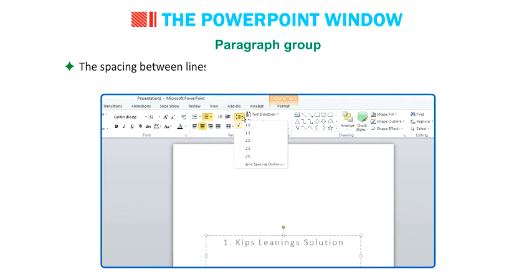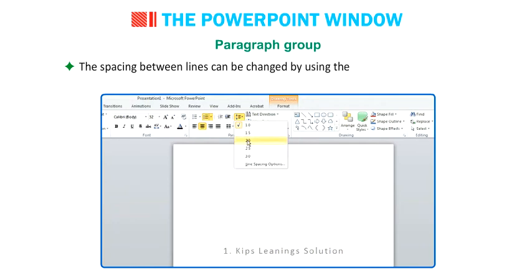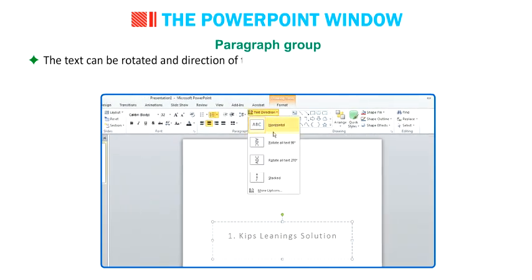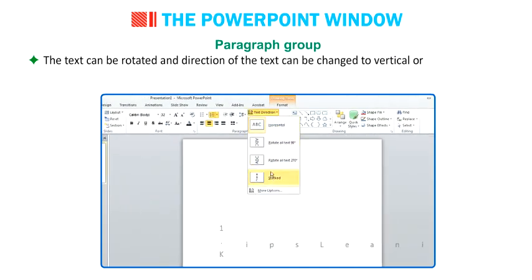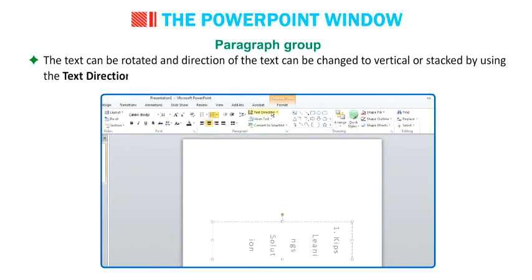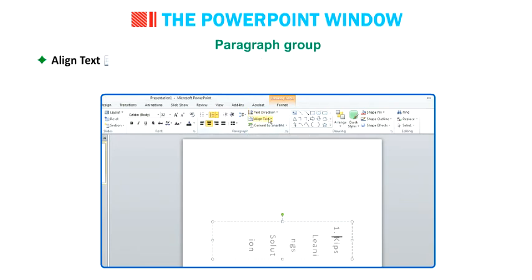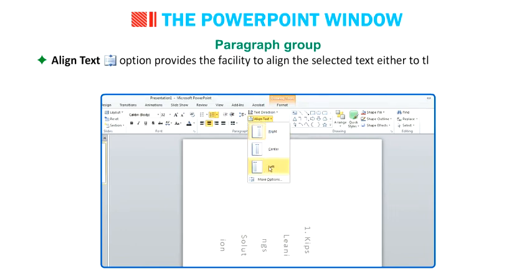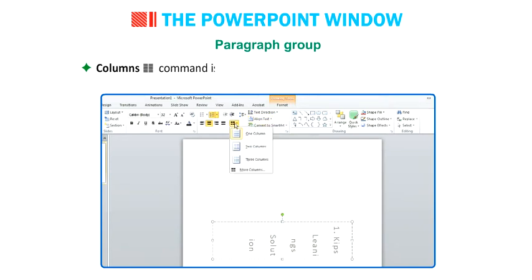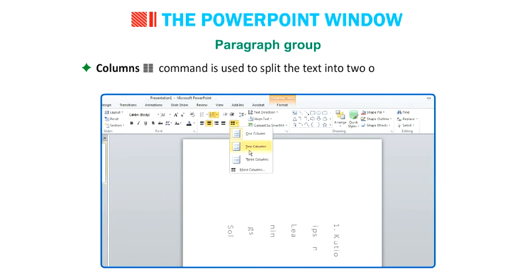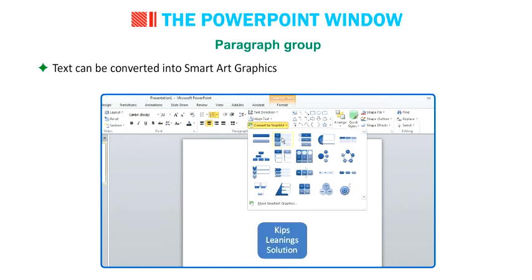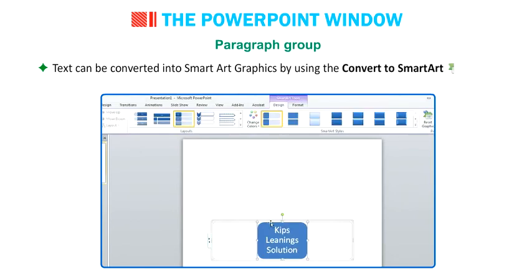The spacing between lines can be changed by using the line spacing option. The text can be rotated and direction of the text can be changed to vertical or stacked by using the text direction option. Align text option provides the facility to align the selected text either to the left, center, right or justify. Columns command is used to split the text into 2 or more columns. Text can be converted into Smart Art graphics by using the Convert to Smart Art option.